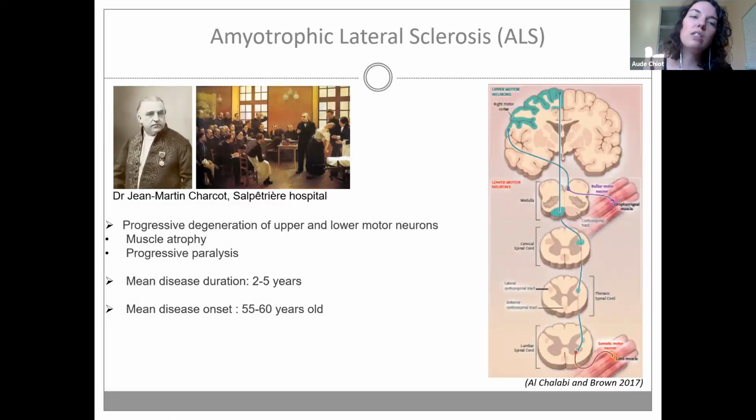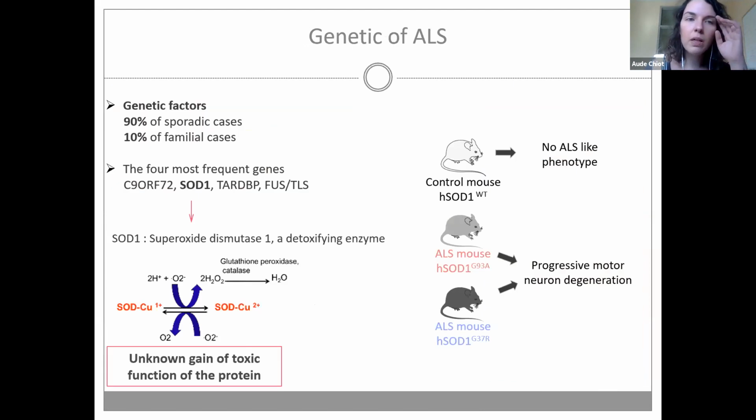Amyotrophic lateral sclerosis, or ALS, is the most common adult onset motor neuron disease, and it's characterized by progressive muscle atrophy and progressive paralysis until the ultimate death of the patients within 2 to 5 years by respiratory failure. The mean disease onset is between 55 and 60 years old, even though there are also younger cases that exist. Most of the cases are actually sporadic without any familial history, but 10% are familial cases, and those cases allowed scientists to discover a lot of genes that are implicated in the disease.